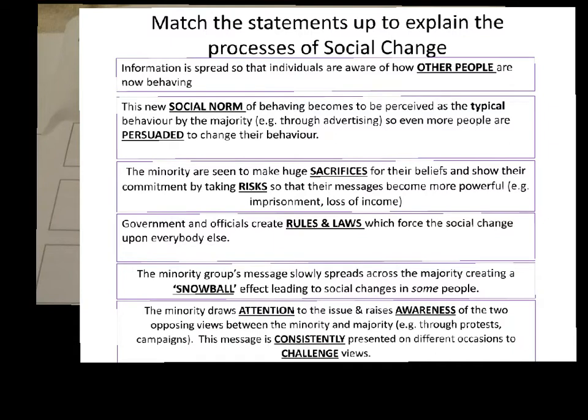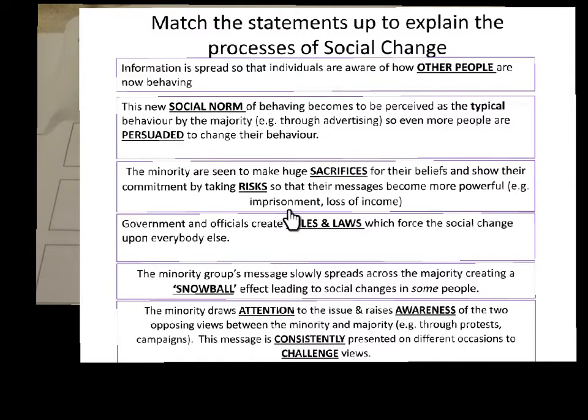Now, the sacrifices are often an absolutely crucial part of the social change process. This just shows how committed they are to their new belief system and to their opinions surrounding that matter. They will take very, very big risks, often for their lives. We've got some examples of people who have been engaged in very violent conduct, and for some people that's resulted in a loss of life just for the cause of social change.